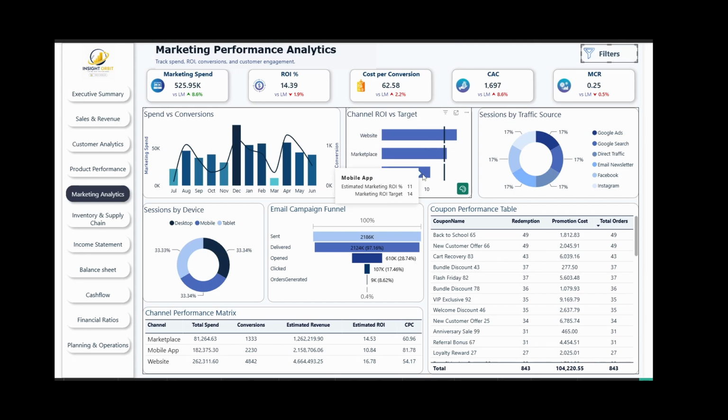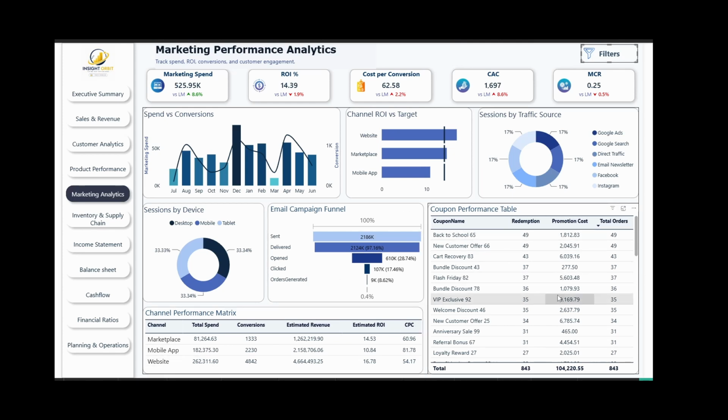This chart shows the traffic source, and this donut chart shows it by device, and this is the email campaign funnel: sent, delivered, opened, clicked, and orders generated. And this is the detailed coupon performance table and channel performance metrics.